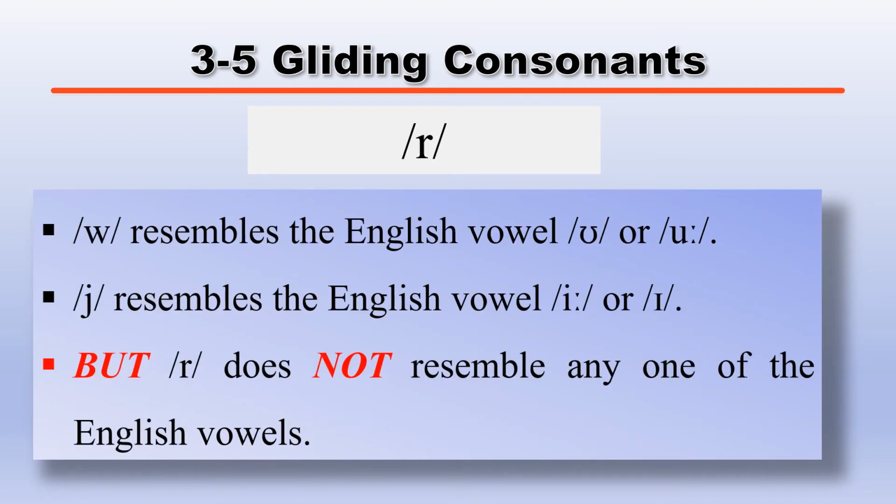Ra is different to some extent. Why? Because the gliding w resembles the English vowel u or u, and the gliding ye resembles the English vowel e or e. But ra does not resemble any one of the English vowels.